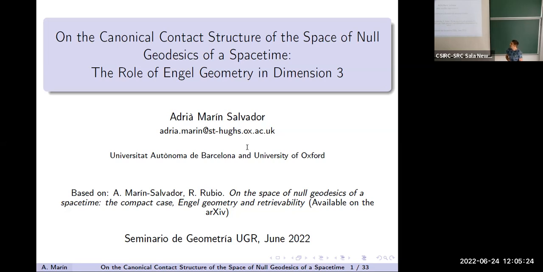preprint here. I'm going to spend a substantial amount of the talk on the first part of the title, and then I'm going to jump to Engel geometry, which I think is maybe more interesting, but I wanted to make sure that we get there all on the same page so that we can fully understand.